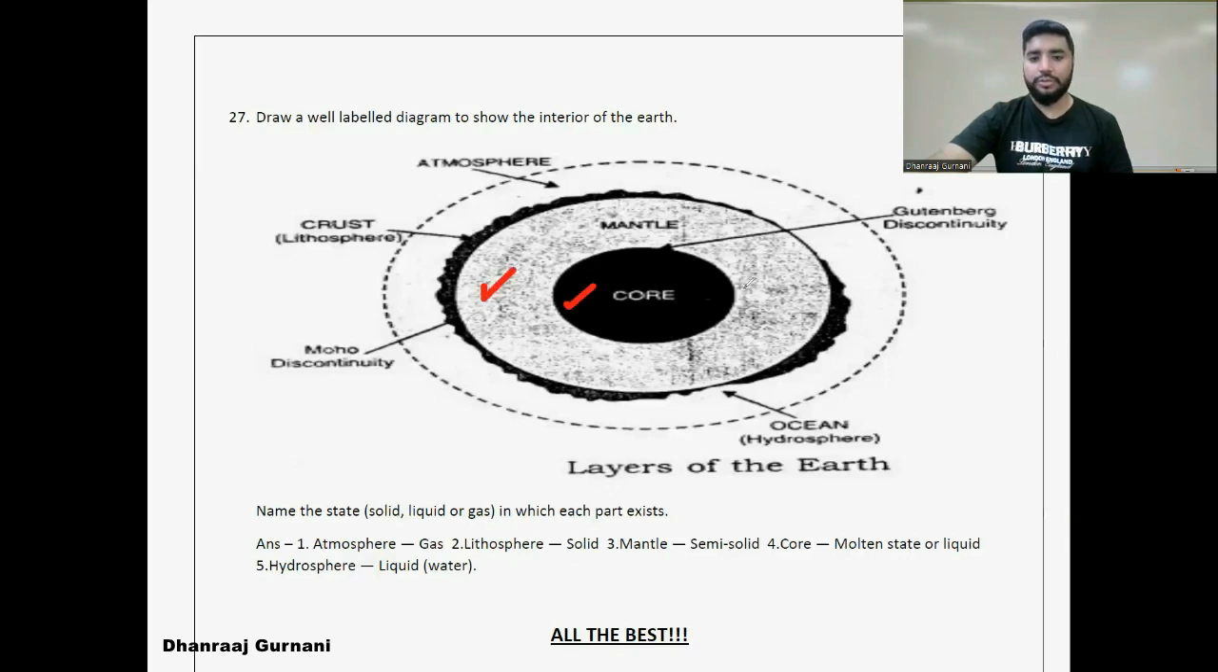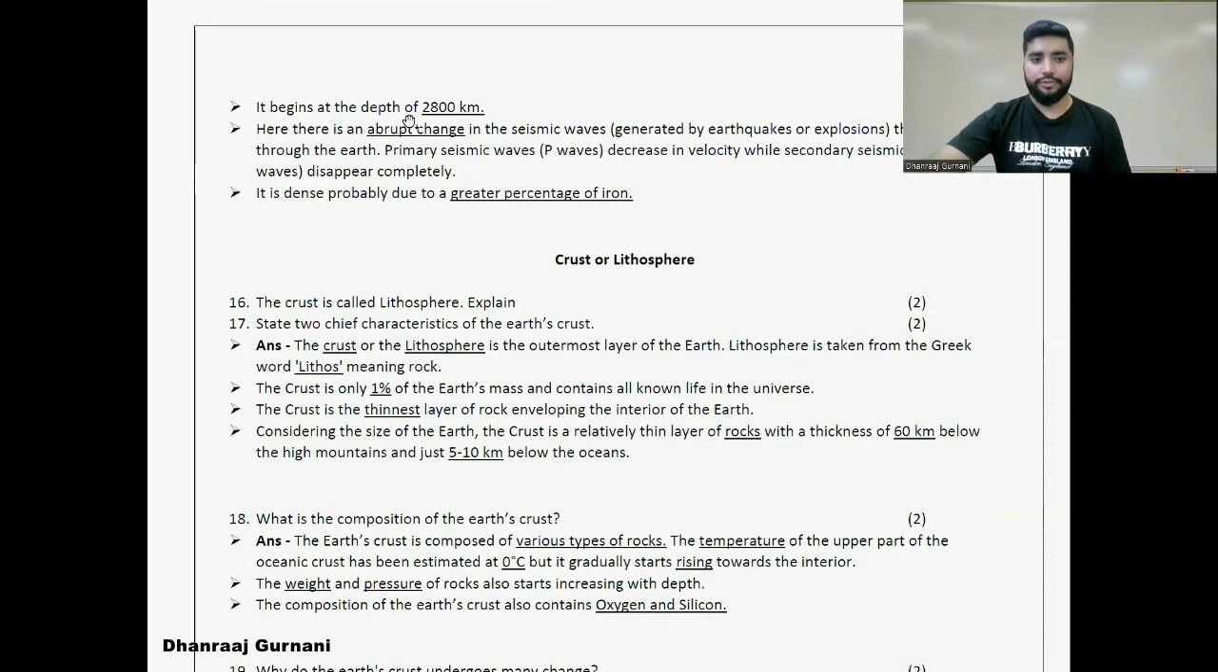Now, here is the Gutenberg discontinuity. That is the layer which separates the core from the mantle, or mantle-core interface is known as the Gutenberg discontinuity. Whereas 4 points, we did the first one, mantle-core interface is known as Gutenberg discontinuity. Continuing, point number 2, it begins at a depth of 2,800 kilometers.